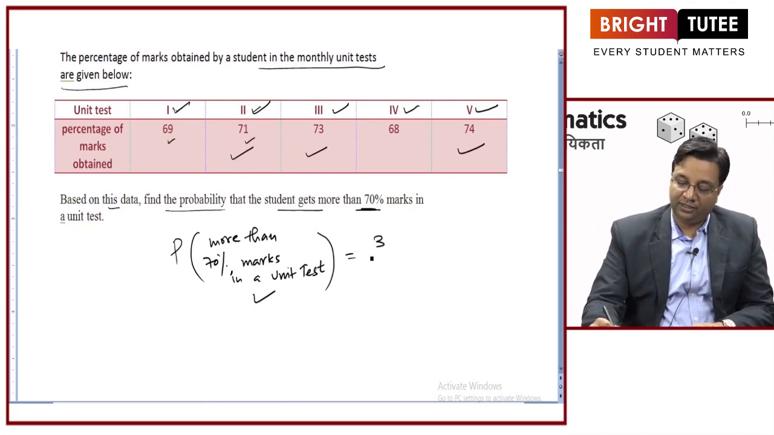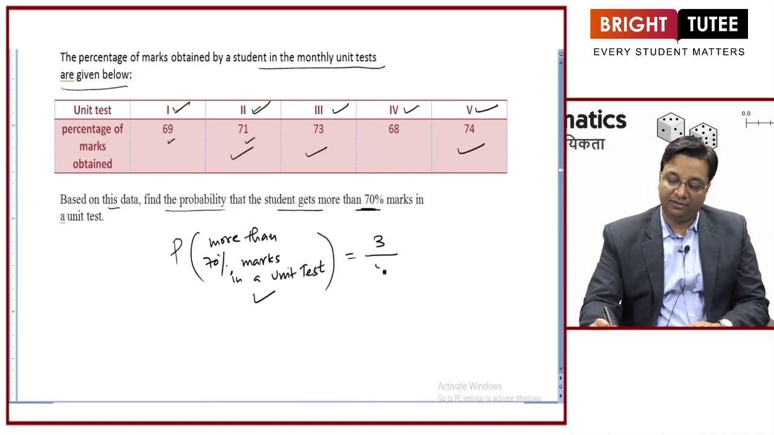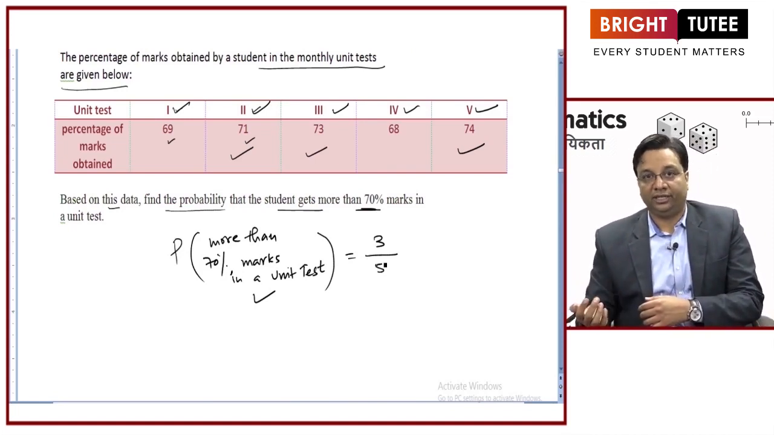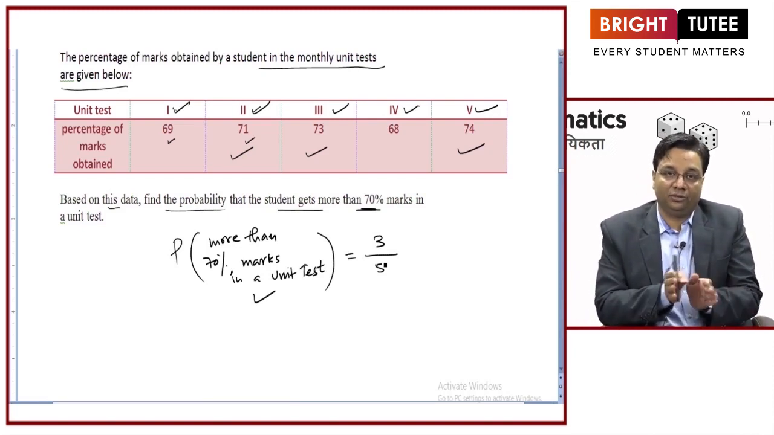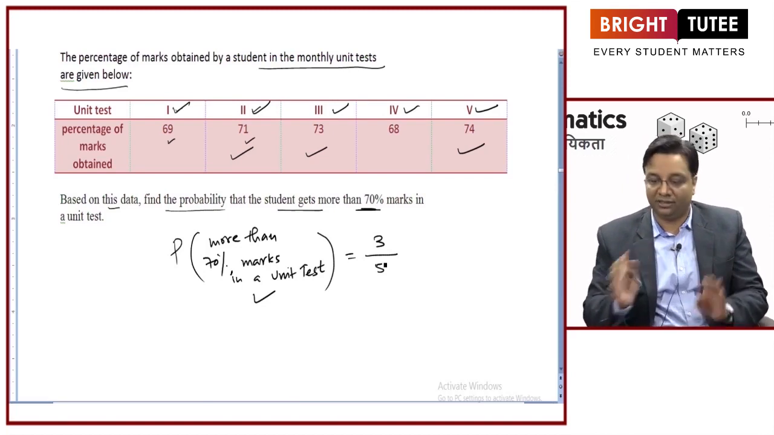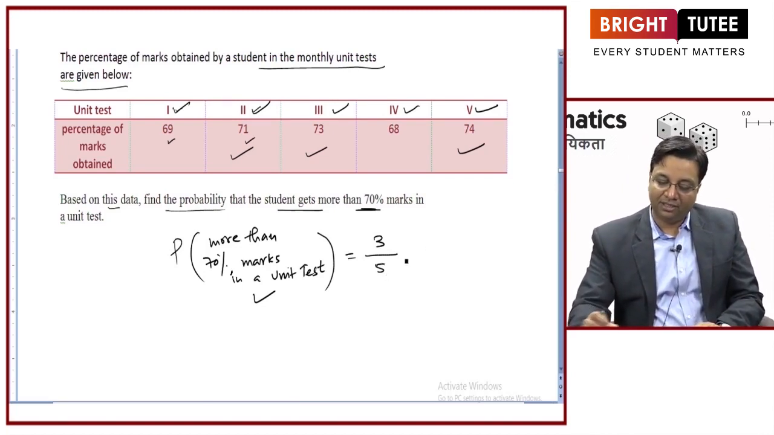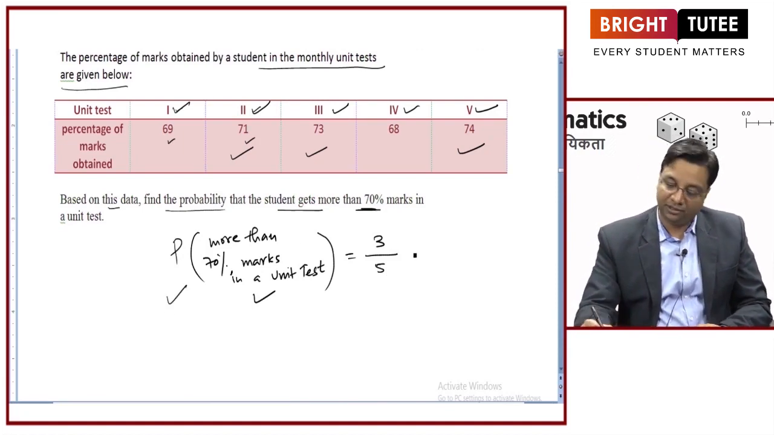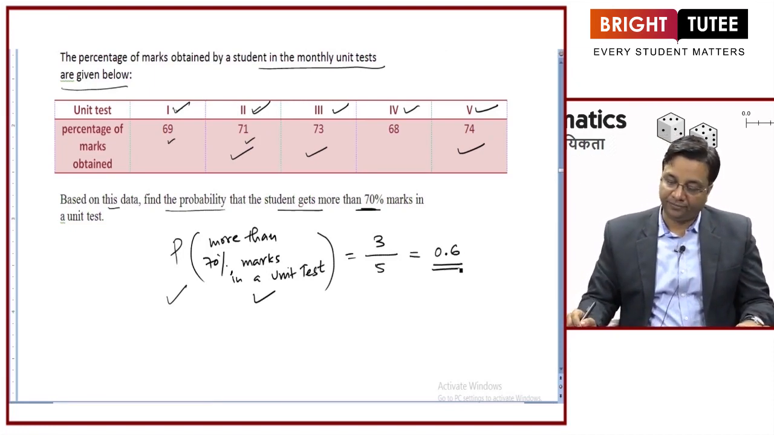So, 3 is the number of times the event occurred, and 5 is the number of times the student took the unit test, or the total number of times the observations were made. The observations were made for 5 tests, so 5 will come in the denominator. 3 by 5 is the probability that the student gets more than 70% marks. So, it will be equal to 0.6. Okay.